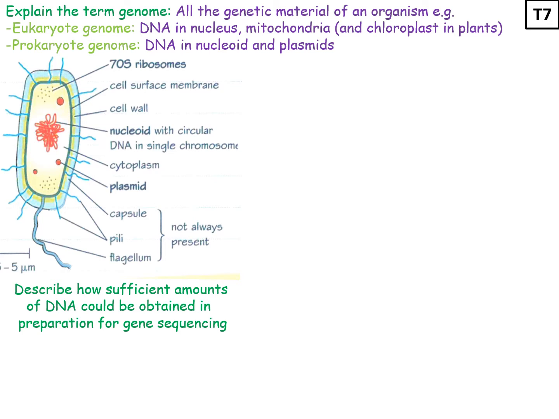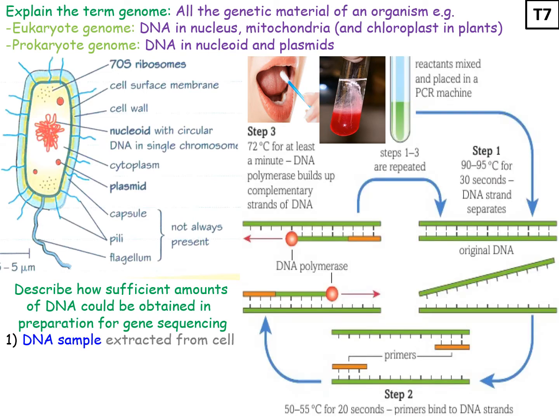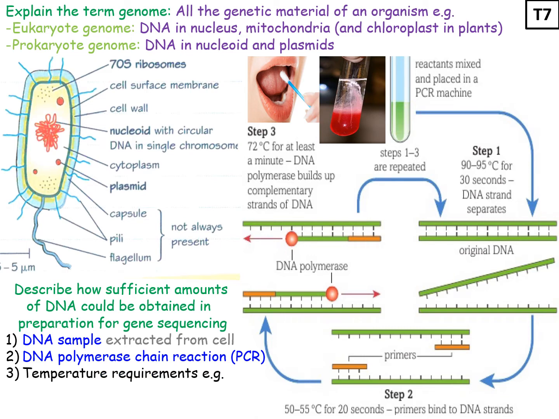Describe how sufficient amounts of DNA can be obtained in preparation for gene sequencing. This is what we just mentioned. Obviously, we want to extract DNA from our sample, so a DNA sample is required, and that could be extracted from cells. Then if we want a large enough quantity of that sample, we do the polymerase chain reaction. In the exam, you'd want to mention the different temperature requirements.